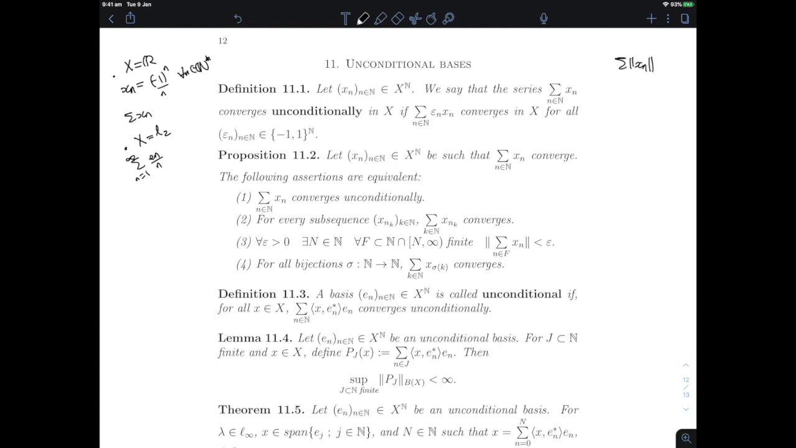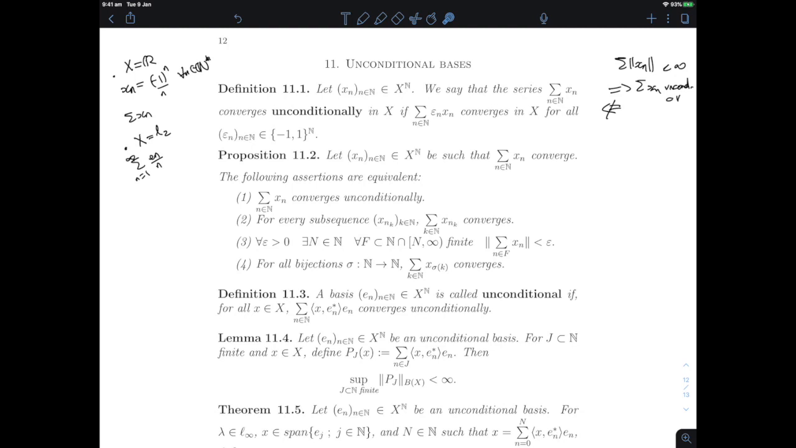Now notice that this is not the same thing as asking for the sum of the norm of x_n to converge. If you ask for that, this is stronger than converging unconditionally, but the converse is not true, right? If you look at this example that I've given here, you have a series that converges unconditionally in the Hilbert space L2, but it's not normally convergent. The sum of the norms is not converging, because the sum of the norms here will be the harmonic series, the sum of 1 upon n. So in finite dimension, unconditional convergence and absolute convergence are the same.